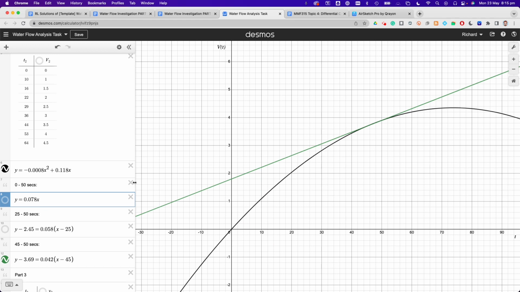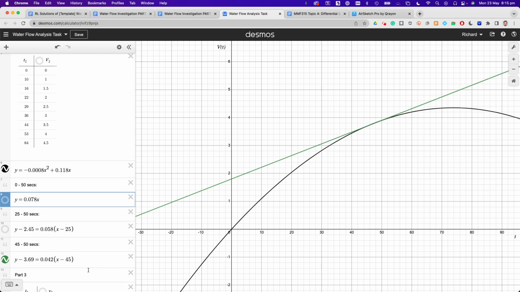So we can use our secants and our average rates over a very small period of time in order to determine or to estimate the rate of change at a particular point on the graph. The one we were going for in our analysis task was 50 seconds. So we could say that at 50 seconds, we would estimate it to be 0.04. Someone might say 0.039 or something like that. That would be a reasonable estimation as well.